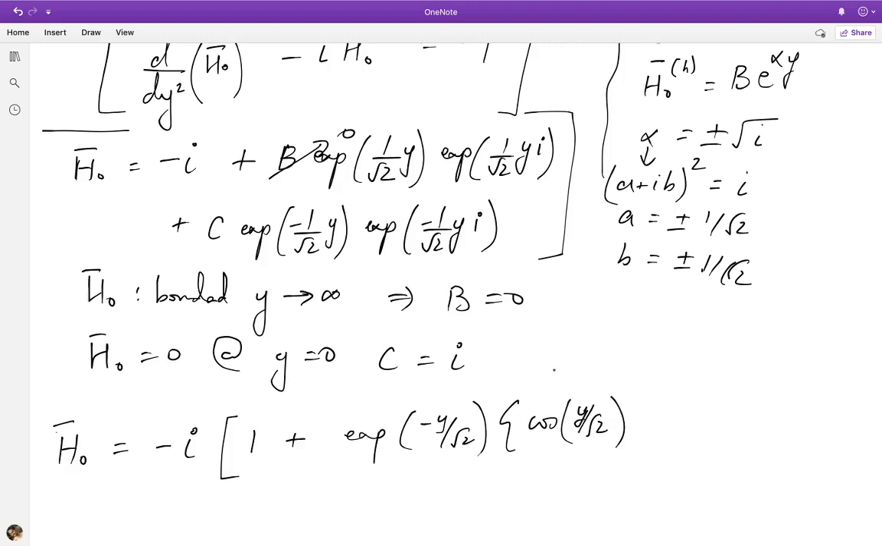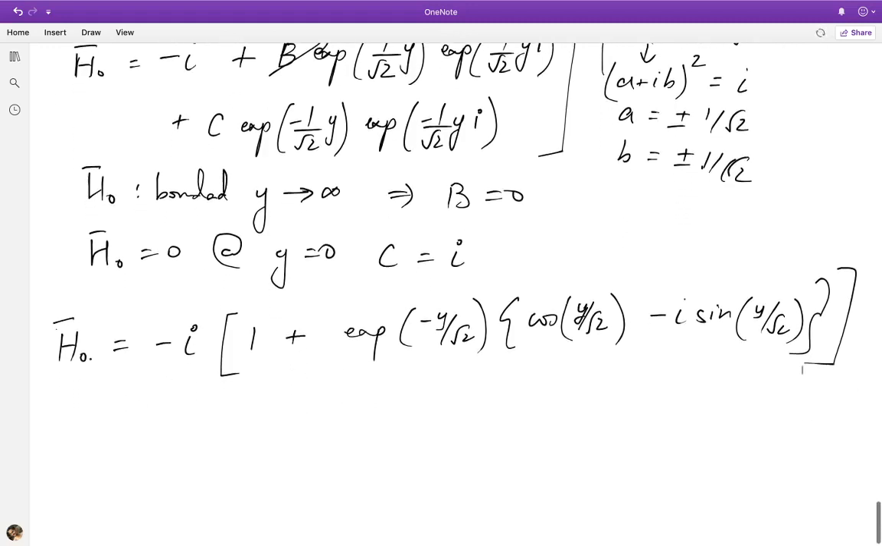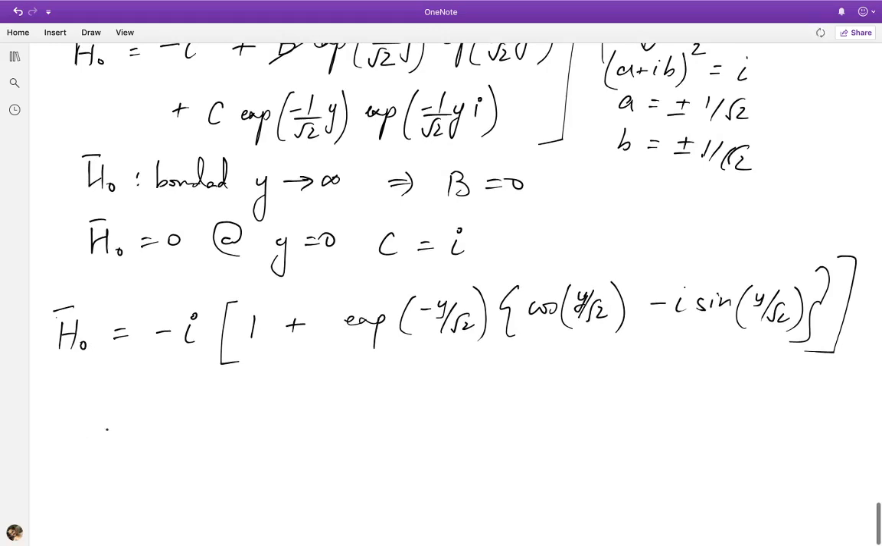Right, so the minus in the argument doesn't survive in the cosine, but in the sine of y by root 2, the negative sign will pop out here. Okay, so this is my solution for h naught bar. And so now I can look to see what the solution is for u.